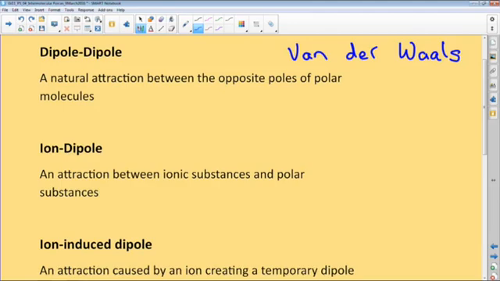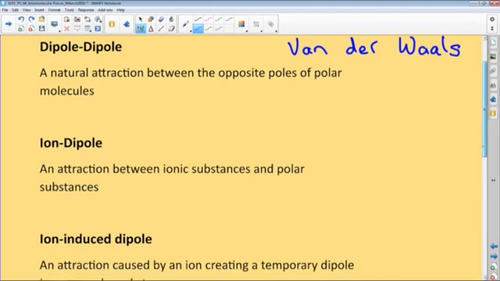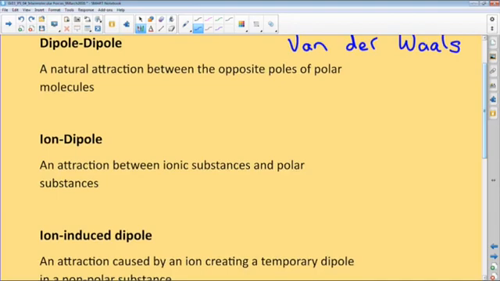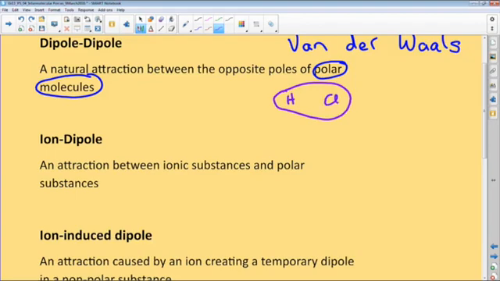So the first few, a dipole-dipole. This is a natural attraction between opposite poles of polar molecules, and this is the key here. Okay, so if I was to draw, and I'm going to draw it badly, but I'm going to try, I'm going to draw that it was the H and the Cl from the previous slide.